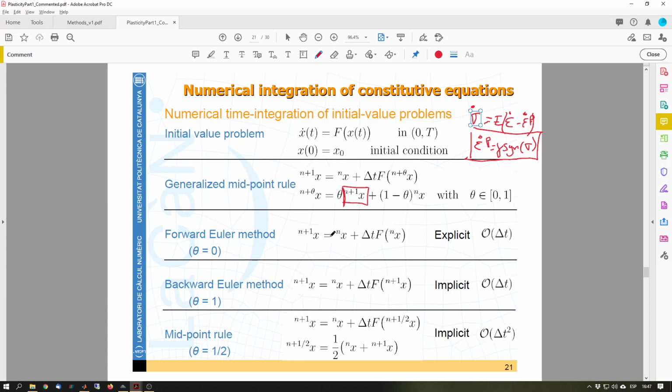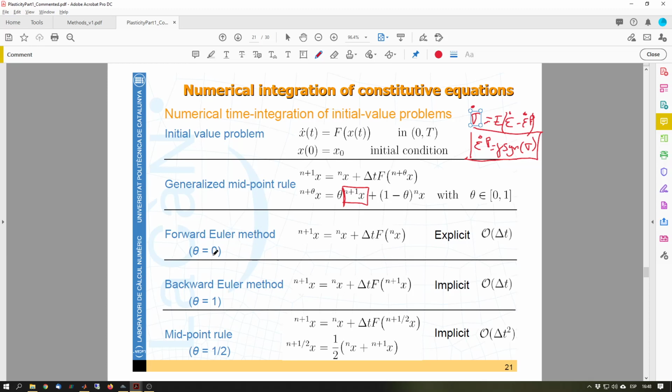Okay, we don't have time dependence, but we have rates. We're talking about rates, although we don't have time explicitly. But we are going to discretize our x in time. So we have the generalized midpoint rule, with things evaluated at n plus theta, and they're weighted by this theta parameter.